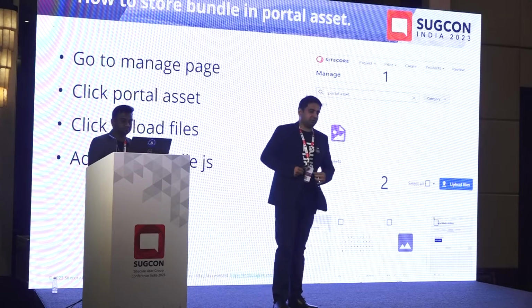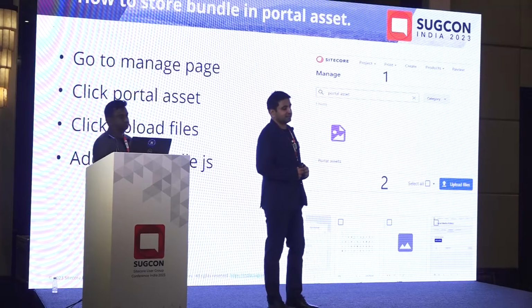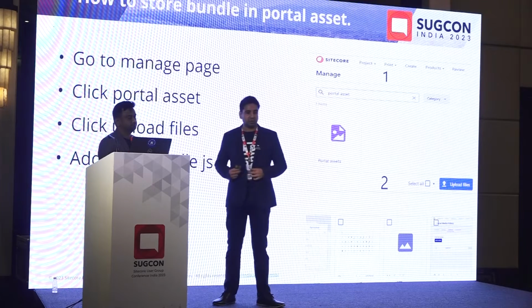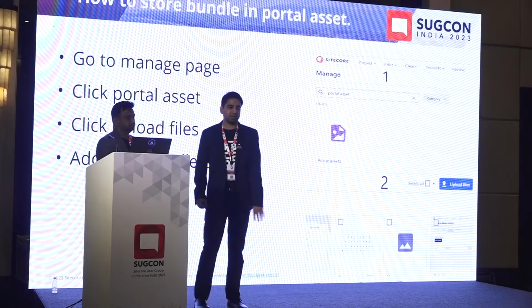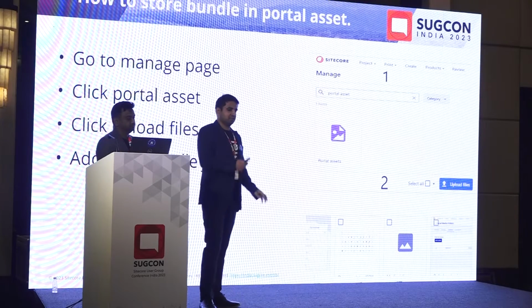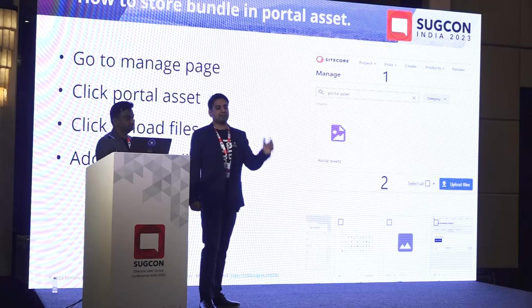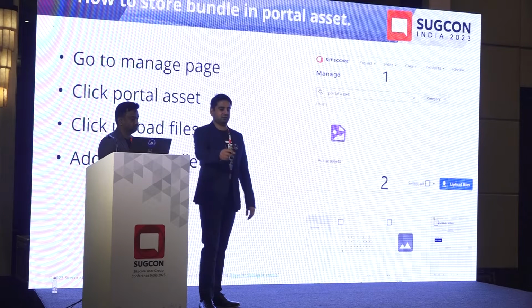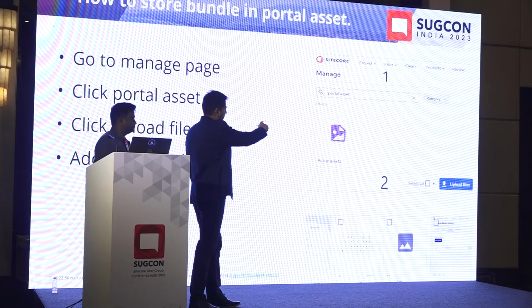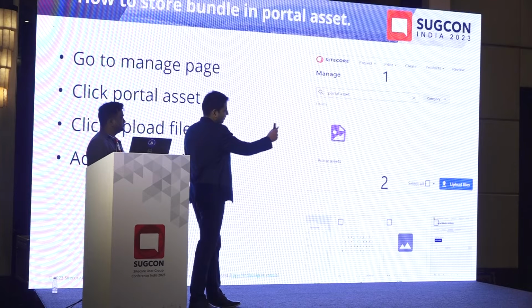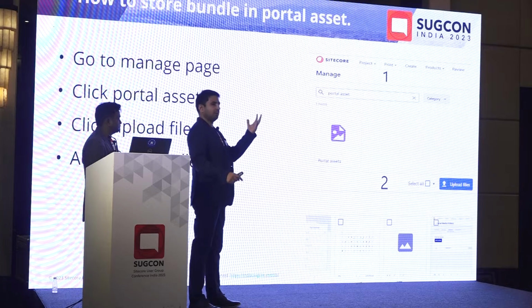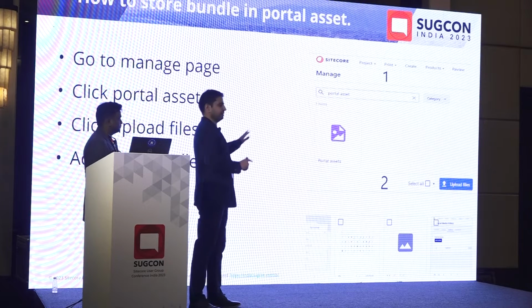So now, how to store this bundle.js file in portal assets? Very simple. You all know the manage page in Content Hub. Just go to the manage page, search for portal assets, it will open a tile, just click on that, and it will open a page. On the top right section, you will see one button, just click on that, it will open a pop-up, just drag and drop your bundle file, that's it, done.